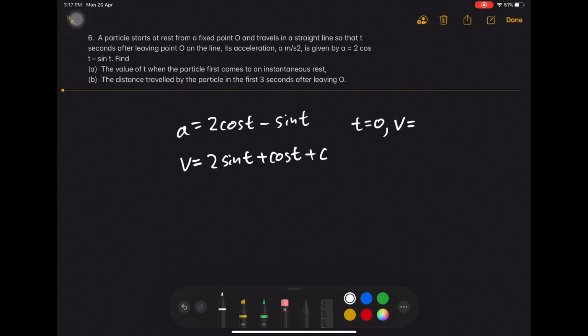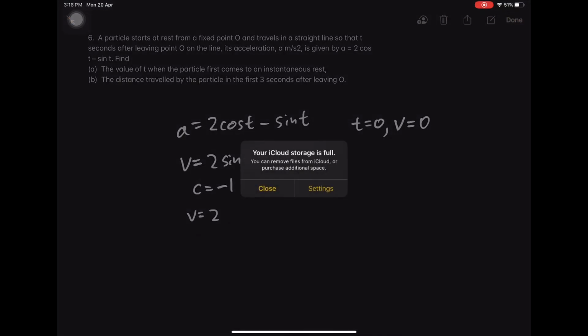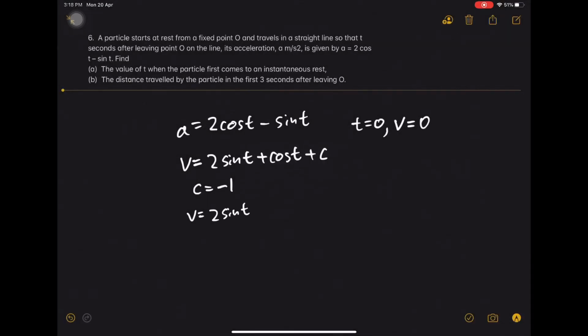So my velocity is 0 because the question states that it starts from 0, right? From my origin. And it didn't state that at my origin it has any velocity. So if it doesn't, it means it's 0. So you're going to put it into this equation and you realize that your constant is -1. Put it back into the equation, we get my sine t plus cosine t minus 1. So this is my velocity equation.